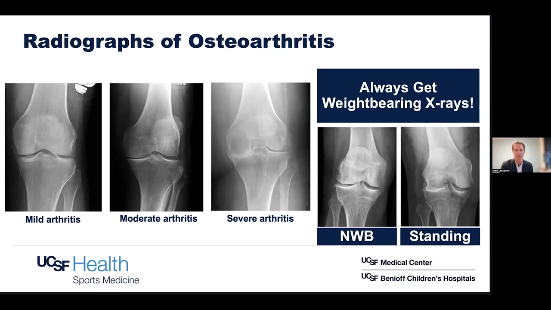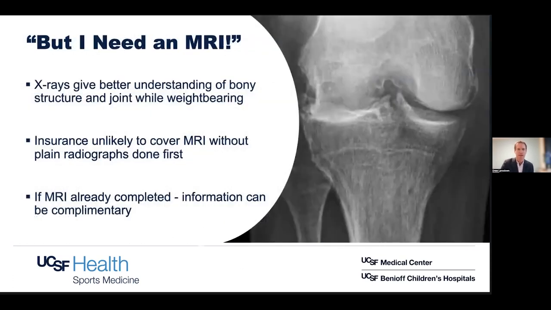If the patient is able to stand, I would always get weight-bearing X-rays as the default option. Oftentimes, we'll have patients who have some degree of arthritis on X-ray, and then hope still to have an MRI of the knee.